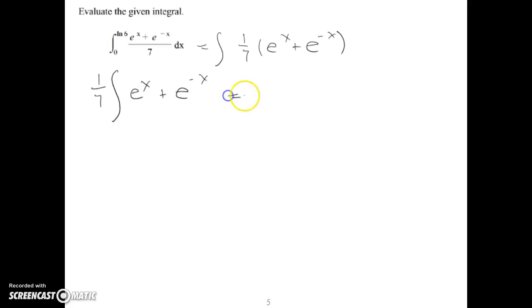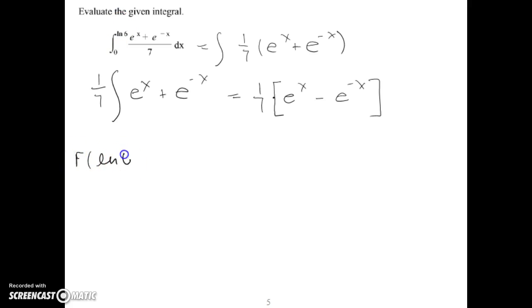So to integrate this, we're going to say 1/7 times the integral of e to the x is just e to the x. So it should be parentheses like that. And then the integral of e to the negative x is going to be negative e to the negative x. So that is the integral, now we just need to plug in natural log 6.